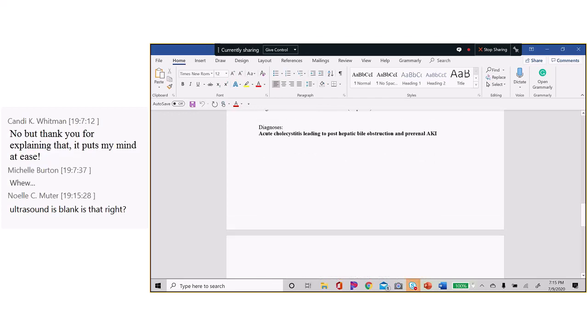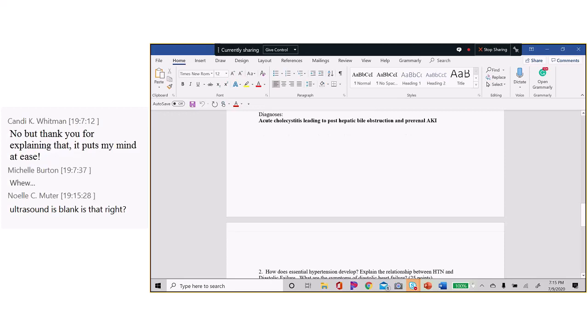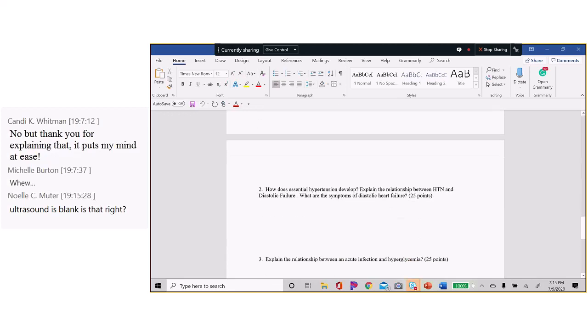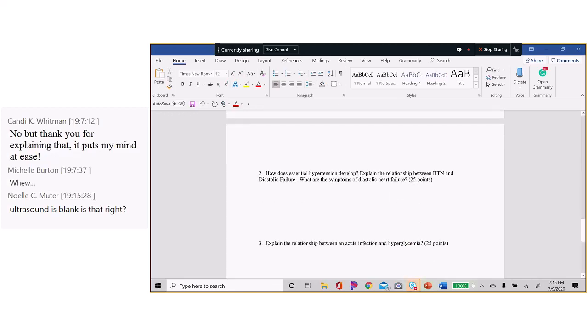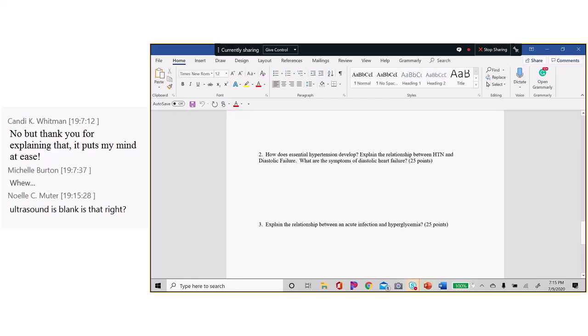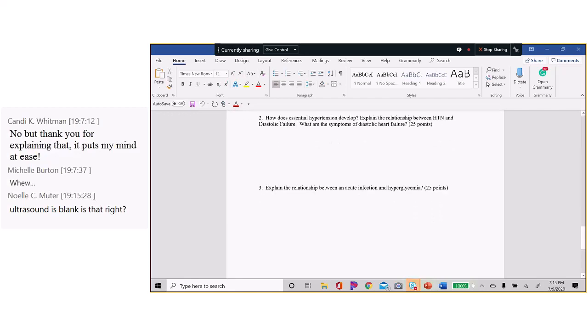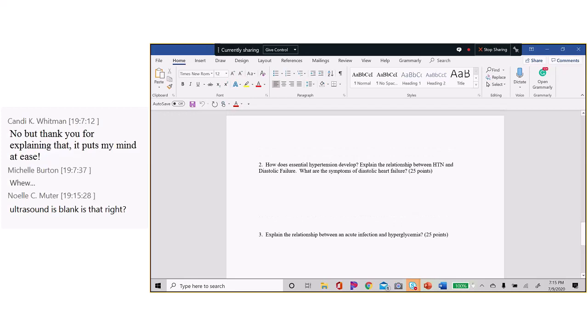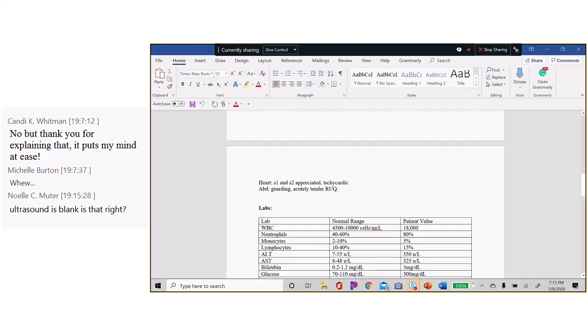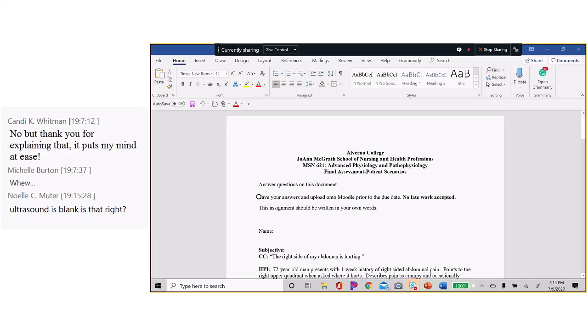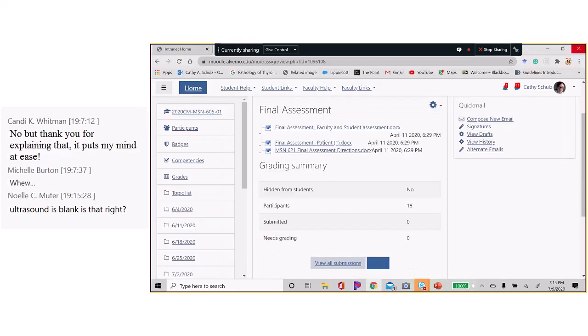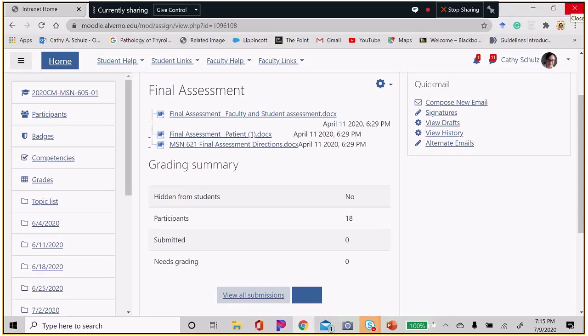It's a long one. Acute hepatitis leading to post-hepatic bile obstruction and pre-renal AKI. So it's actually 3 things, because that's the acute issue. And then there are some questions about chronic, acute and chronic issues. So there are 3 questions. It's worth 100 points. So my suggestion is to look at it now so that if you have any questions, you might be able to ask me prior to when it's due.